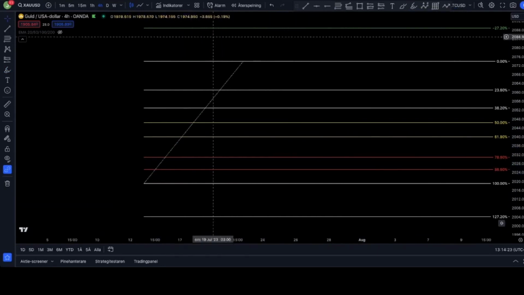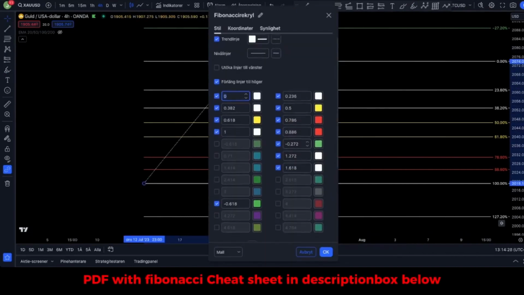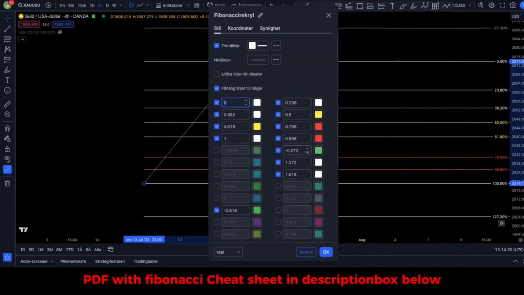And if you want to see my Fibonacci settings, then this is what it looked like. You can print screen this and use it, or if you have your own settings that you want to use, your own choices of color.